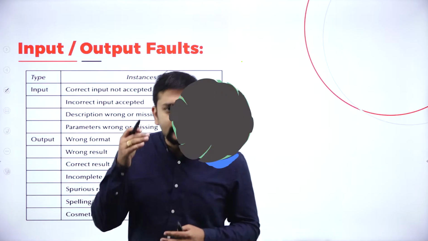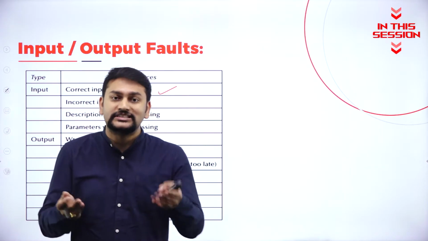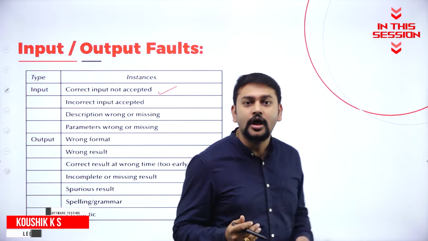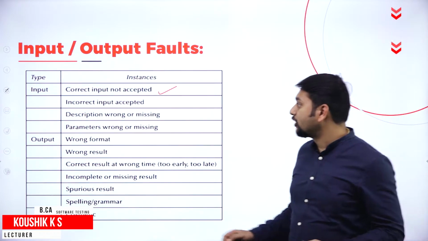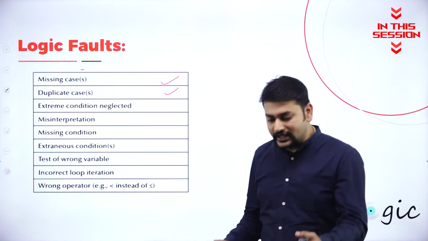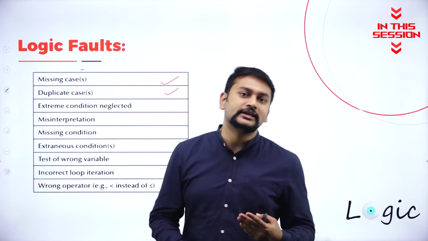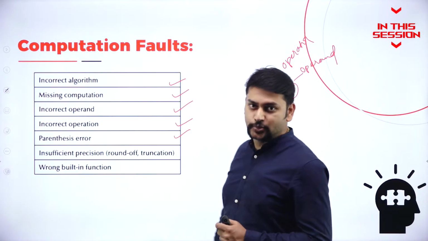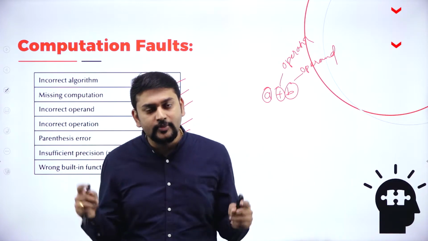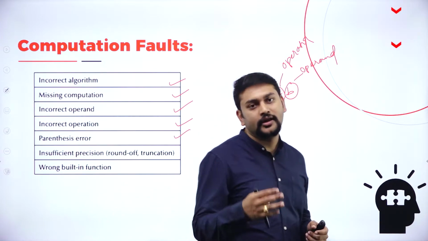So you have entered the correct input, but the system is not accepting the input. That is the first one of the faults that you have with respect to the input. You have the case already and you are repeating the case again. So that's what I will call duplicating the cases. Parenthesis has got the highest priority. If you miss out any parenthesis, it leads to an error.